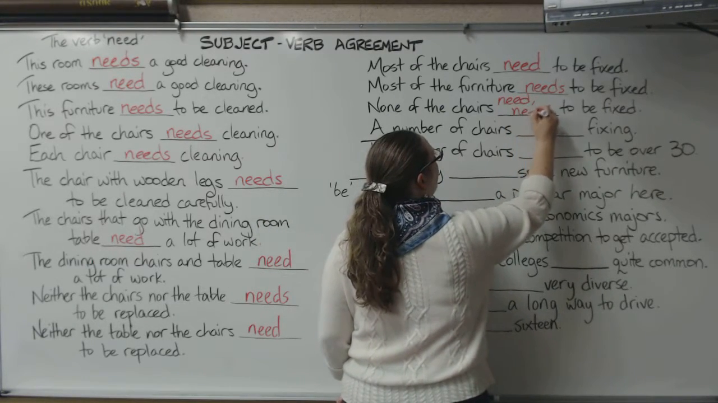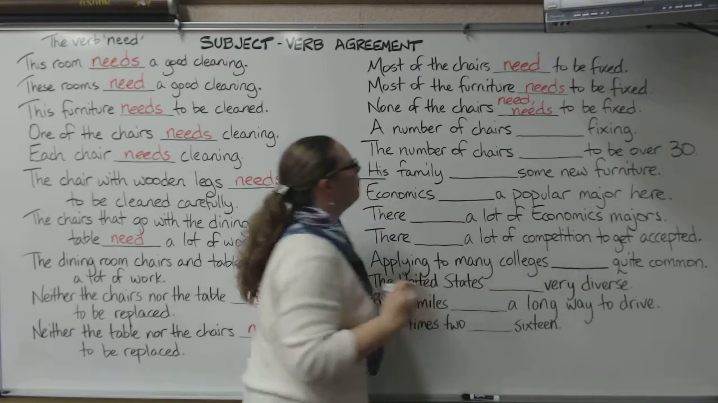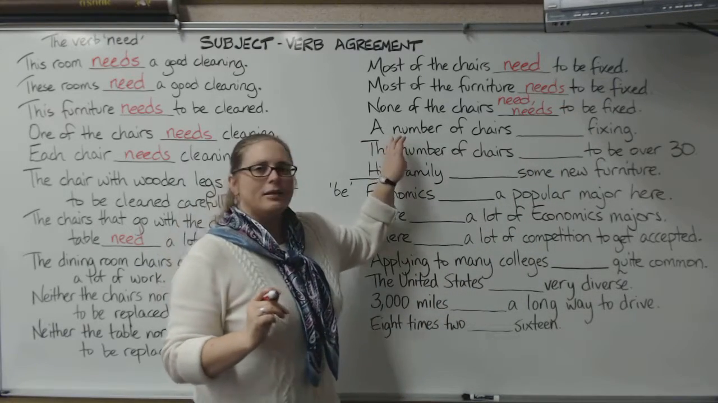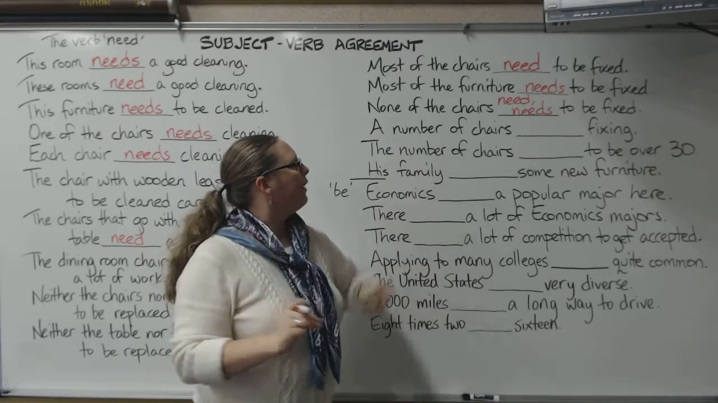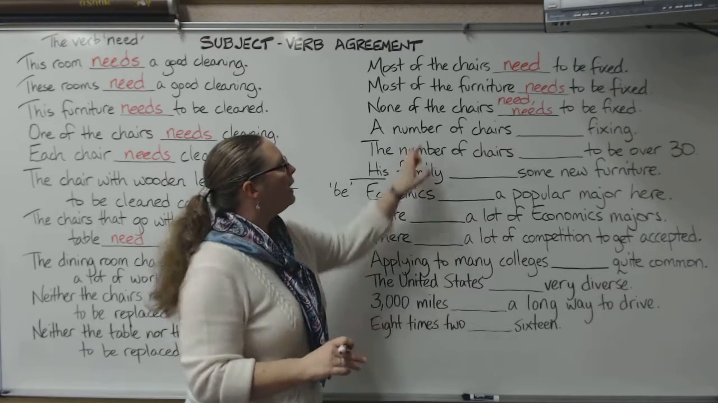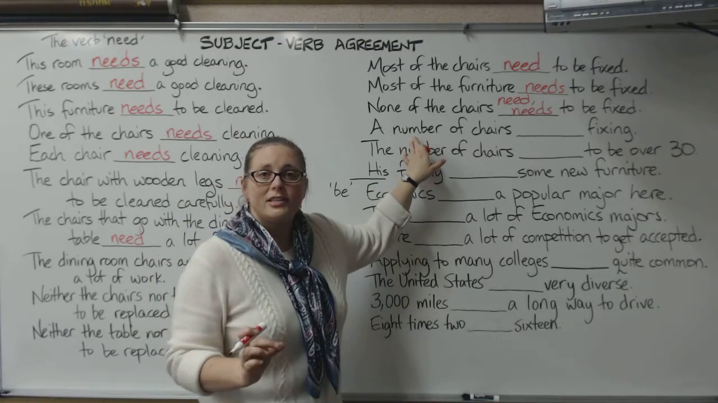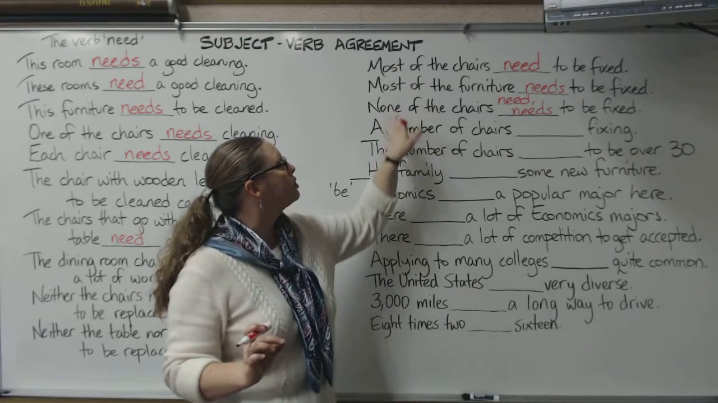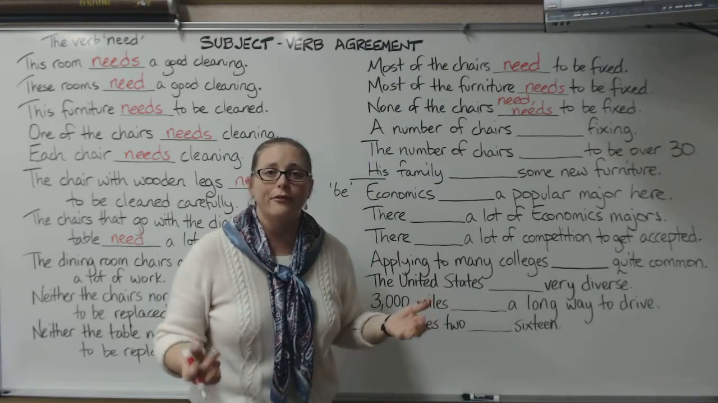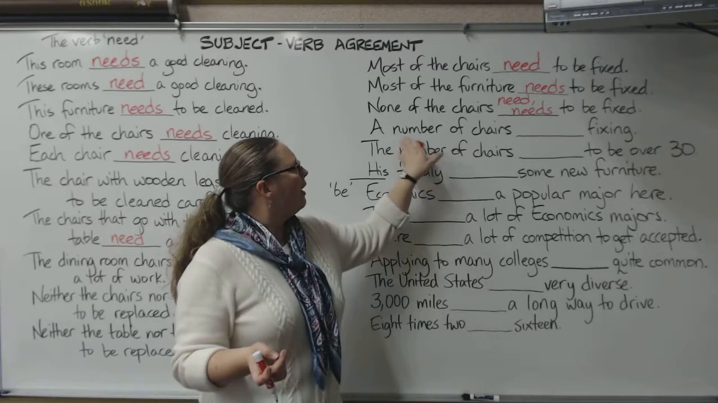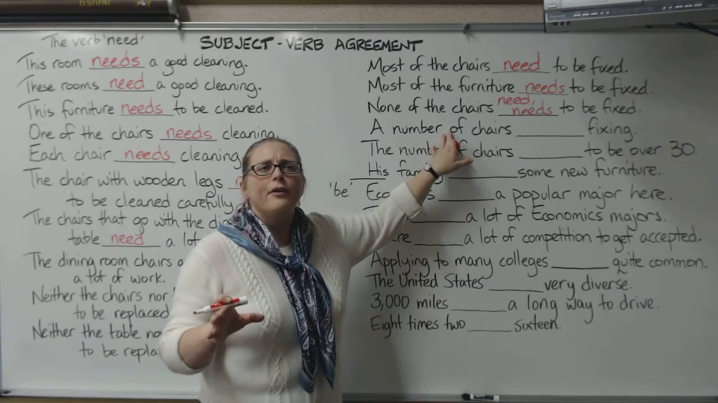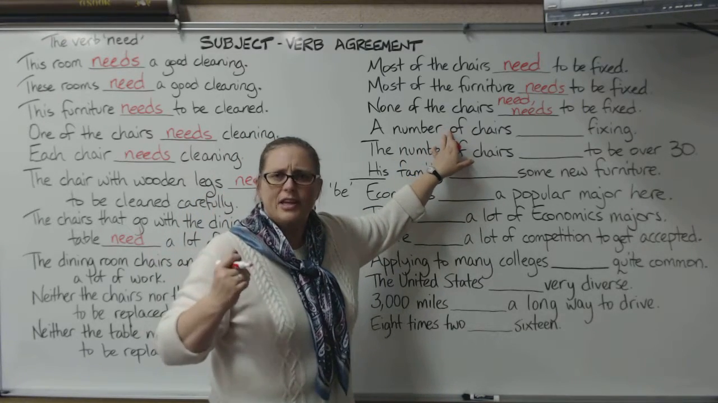Need or needs. Now we get into something here between a number of and the number of. A number of is a quantity expression. It's like most of, all of, some of. It has the idea of several or a little more than several.